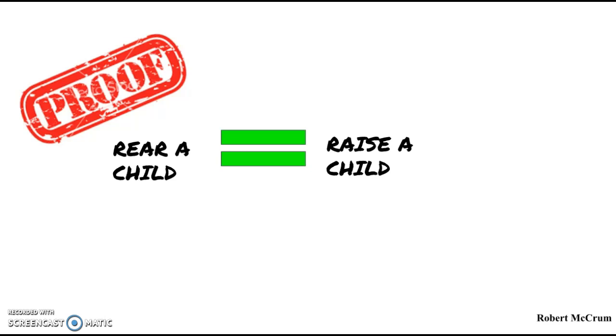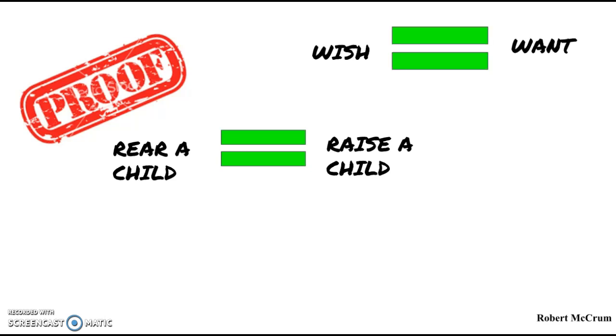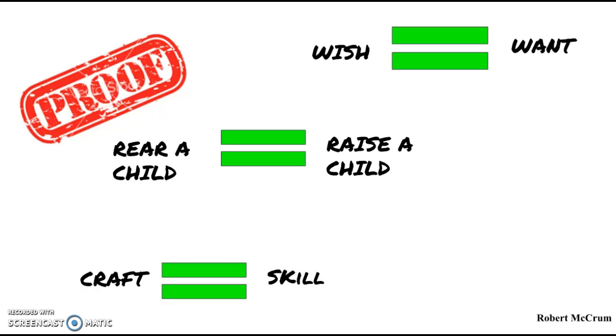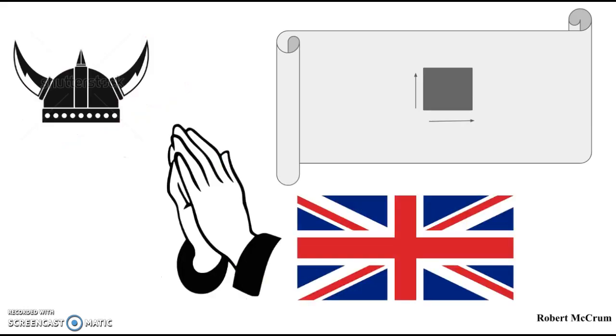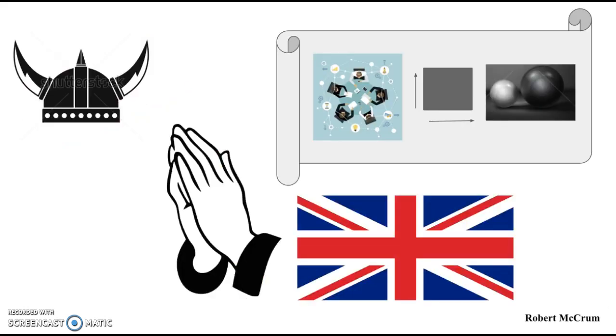A modern example would be like rear a child in English and raise a child in Norse. Other examples are like wish and want, craft and skill, and hide and skin. Vikings gave the English language another dimension, more light and shade, and more variety.